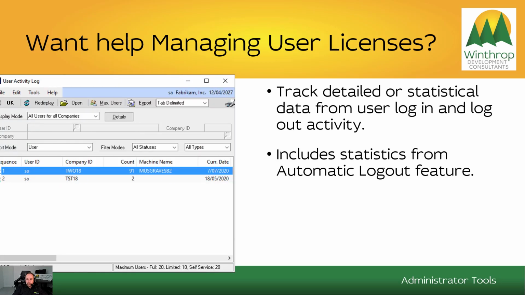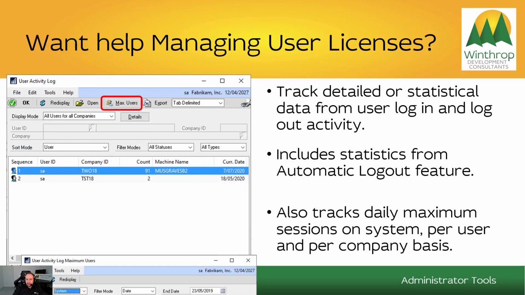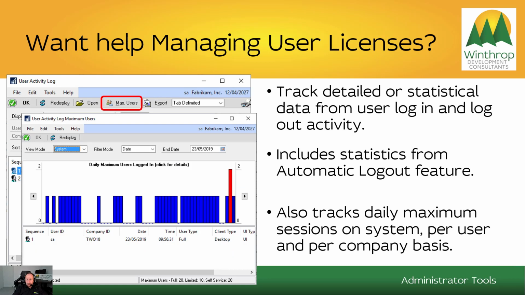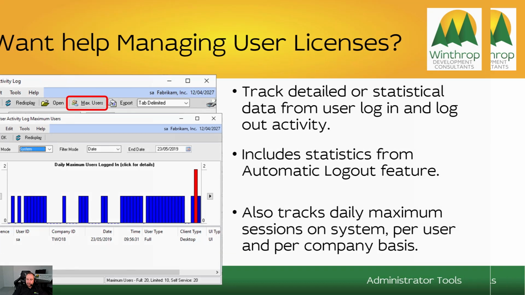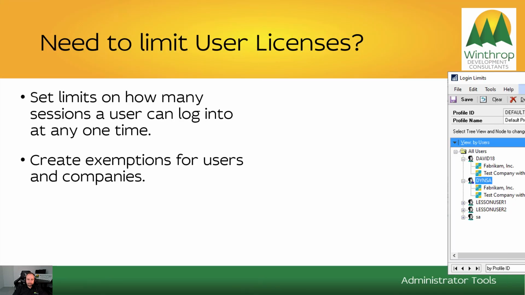Other things that you can do to manage your user licenses is to have an understanding of who's logging in when and how many users were logged in at a particular time. The user activity log allows you to capture those statistics and shows you the maximum number of users logged in each day, and you can then click on that column and it will show you who exactly was logged in, and you can check for whether they've got multiple sessions. You can also capture detail so you can keep every single login action that happens.